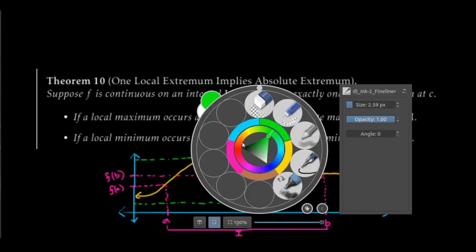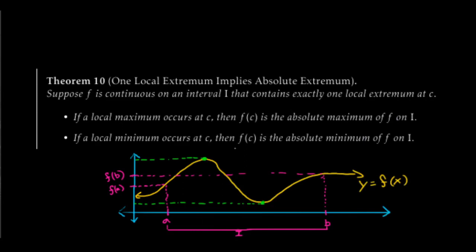Well, pretty straightforward. I'm just going to take this whole interval and slice it in half, cutting it into I1 and I2. Now, on each of these subintervals, I can apply theorem 10. So I know that I only have one critical point in each of these subintervals, and they must correspond to absolute maxima and absolute minima. One of the two. Each of them must correspond to one of the two.